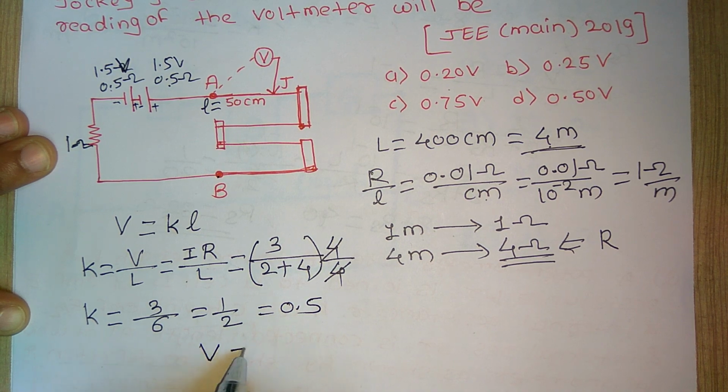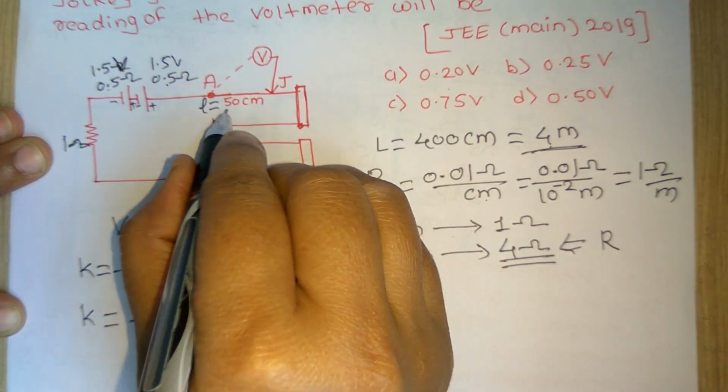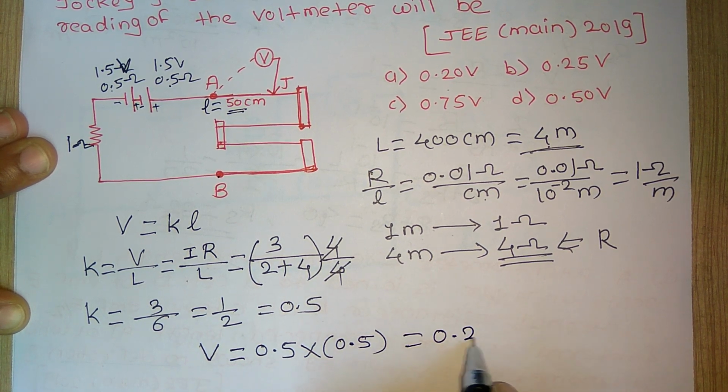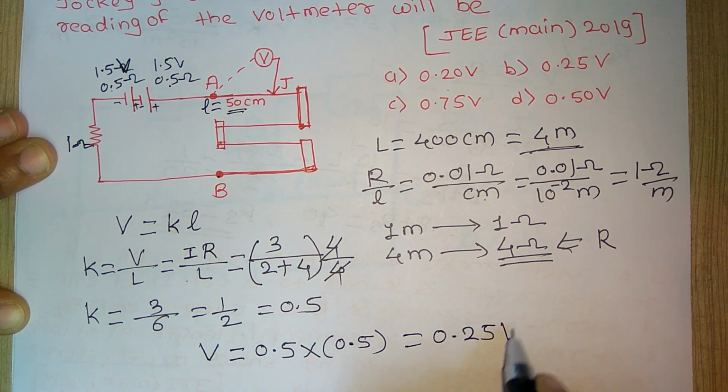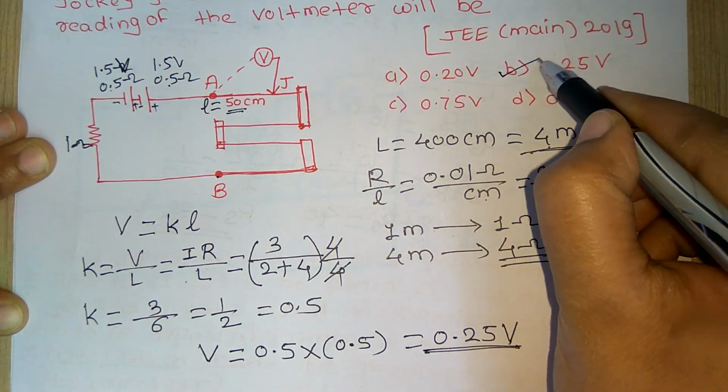So V is equal to K, that is 0.5, into the balancing length they have given, 50 centimeter. 50 centimeter I will write as 0.5 meter. So 0.5 into 0.5 is 0.25 volt. So this voltmeter will measure 0.25 volt.